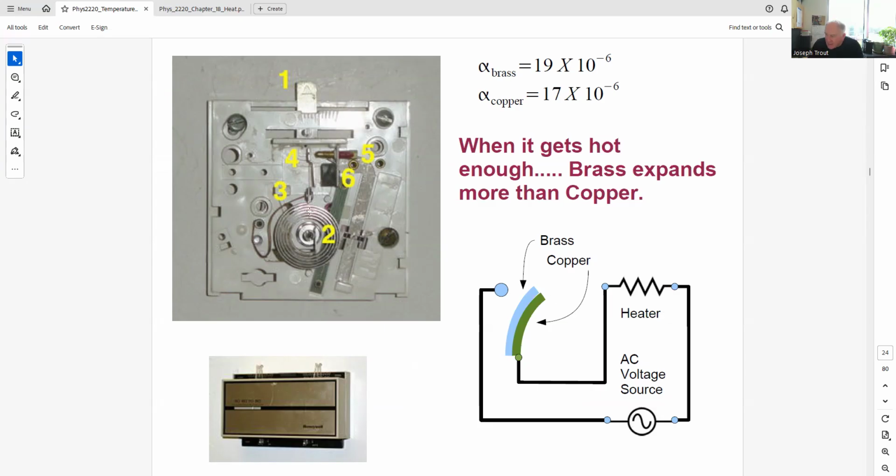By the way, here's the bimetallic strip. And because the difference is really small, what they do is make it really, really long, and then they roll it up in a ball, right? So it'll fit on your wall.